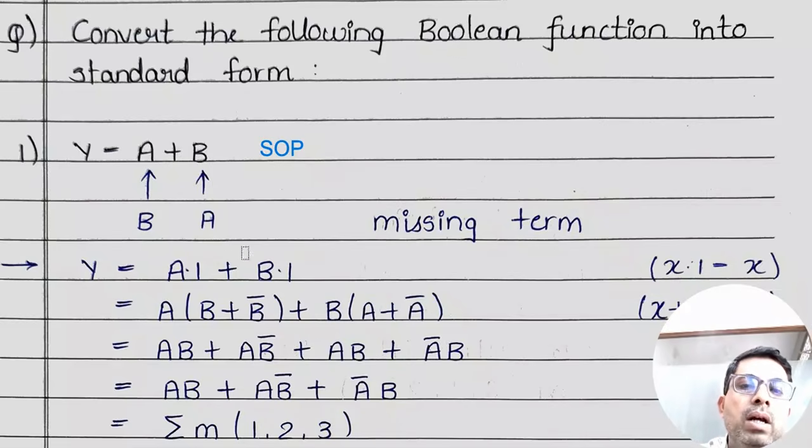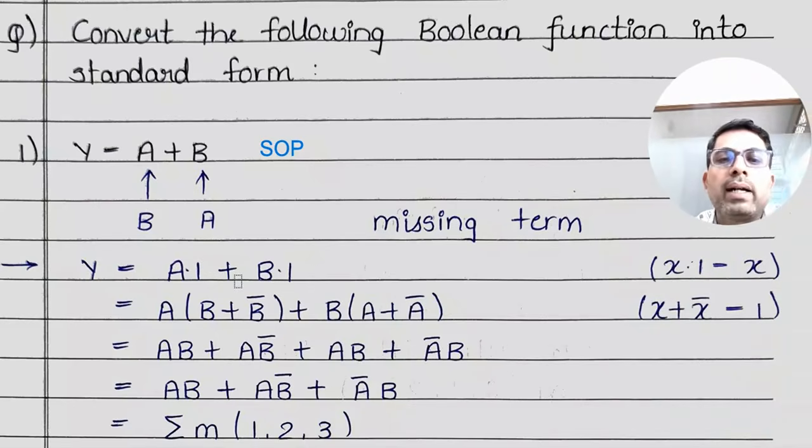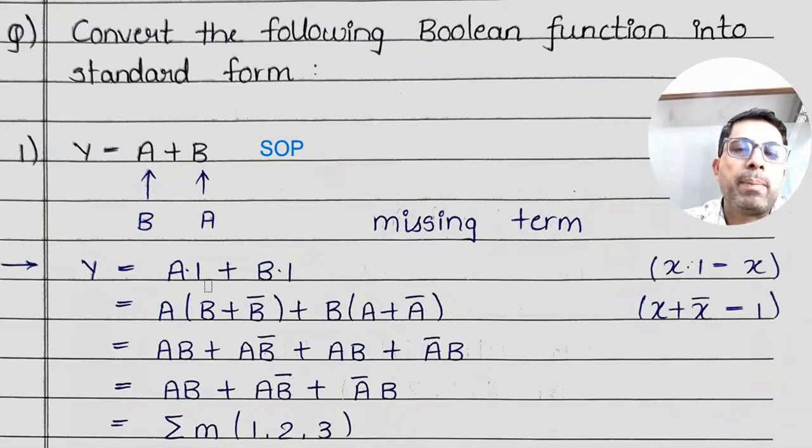So we will solve the problem of how to convert this non-standard form into the standard form. Now this equation you need to write as it is: Y is equal to A into 1 plus B into 1. So here I have added into 1 and into 1. Now what is the missing term? In the first term, which variable is missing? That is, the B variable is missing.